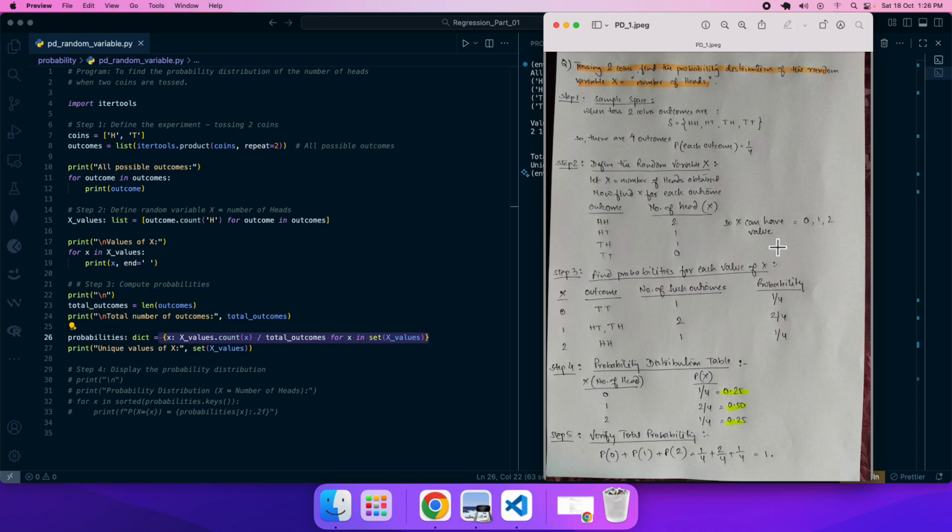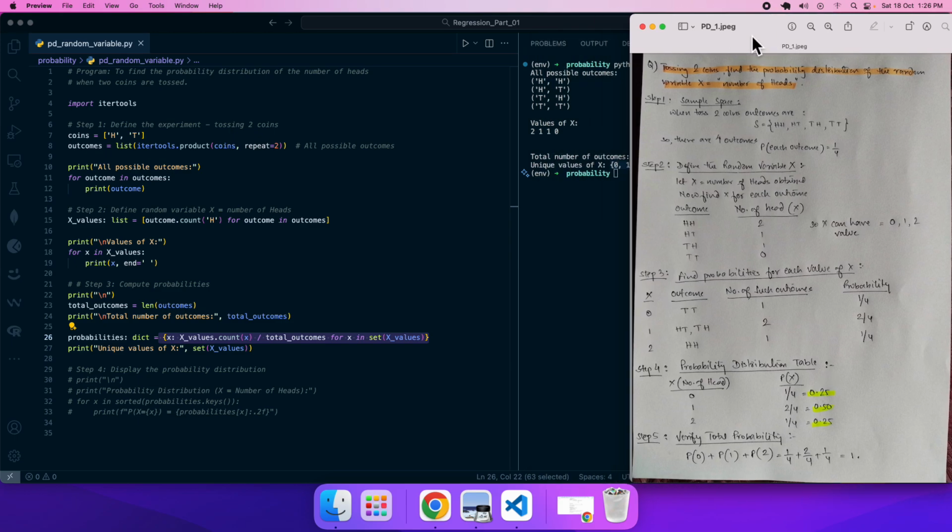So when we calculated the value of each of these, 0 means we don't have any head at all. Such a scenario will happen 1 out of 4 times. We will get at least one head, that will happen twice, so it will be 2 upon 4. And getting two heads also is there, so that will be 1 upon 4, and hence we are getting the respective values. That is, when it is 0, the value would be 0.25. When it is 1, the value will be 0.50, and when it is 2, the value will be 0.25. So this is what we need to derive, and that's what I need to show right over here as well.